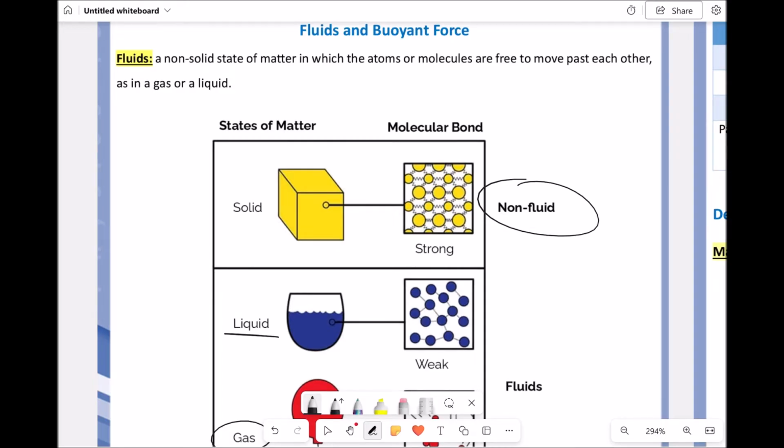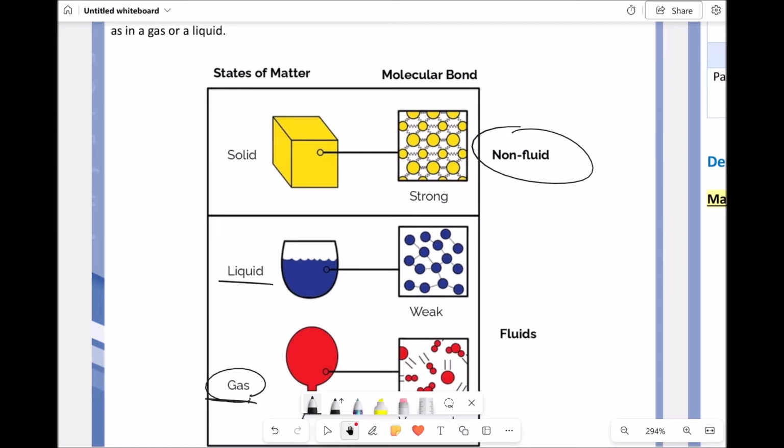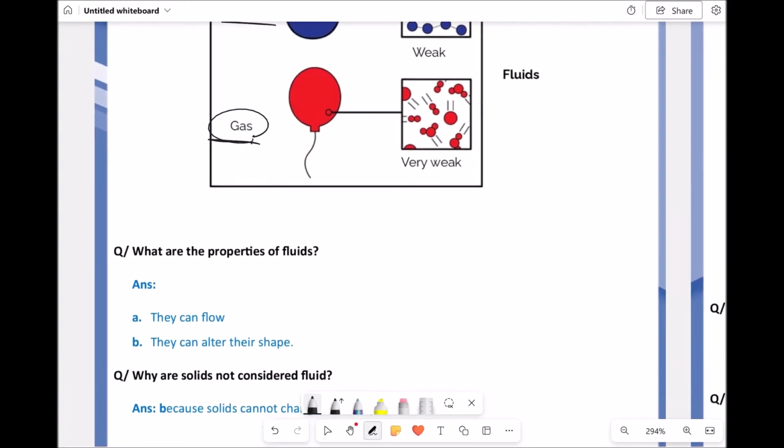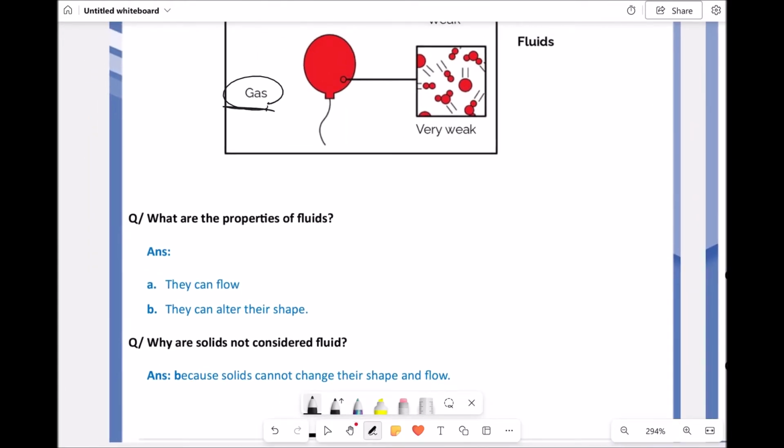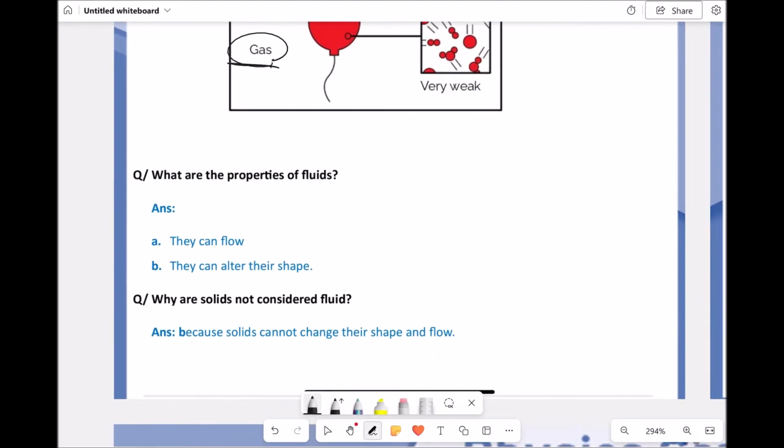If we define fluids, we will say they're a non-solid state of matter in which the atoms or molecules are moving freely. We have two properties, guys, of fluids. They can change their shape and they can flow. For example, you have water. Water can flow very easily. You have rivers, you have sea. Or when you are pouring water from a jug into a glass, this is a liquid flowing. And you see that the water takes the shape of the container.